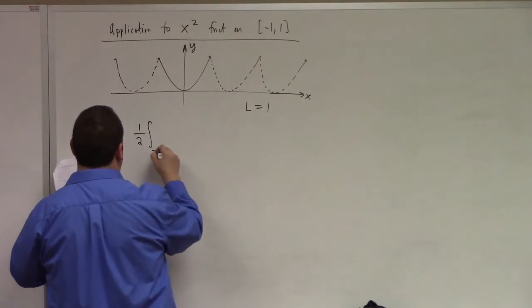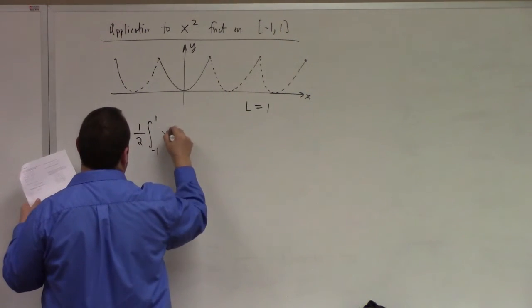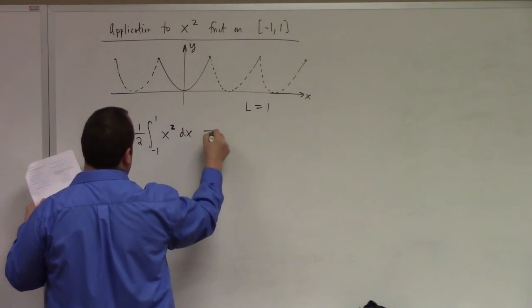So 1 over 2, integral from minus 1 to 1. I think this one you could do, right? X squared dx equals to what? I'll do this one.